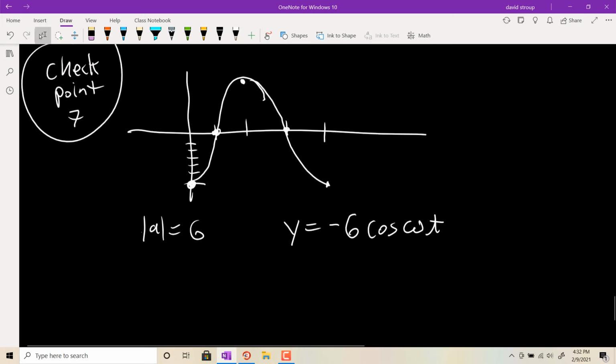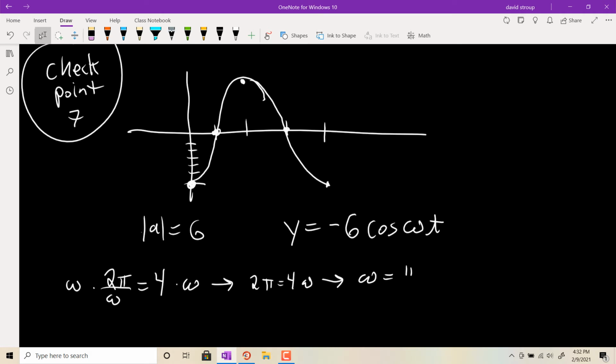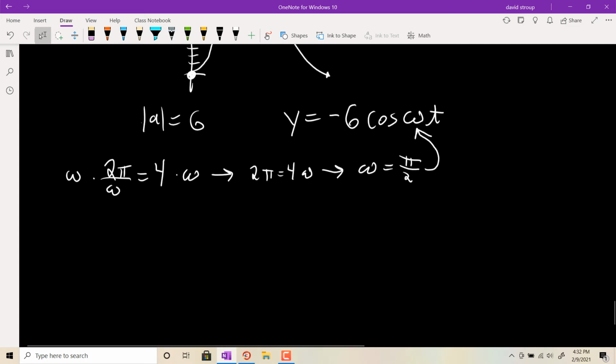The period we know is 4, and the formula for period from above is 2 pi over omega. So we can solve for omega by multiplying both sides by omega, and then dividing both sides by 4. You get 2 pi equals 4 omega, and then dividing by 4, you get omega equals pi over 2. Then you just stuff that back in, and you have your equation: y equals -6 cosine of pi over 2 t.